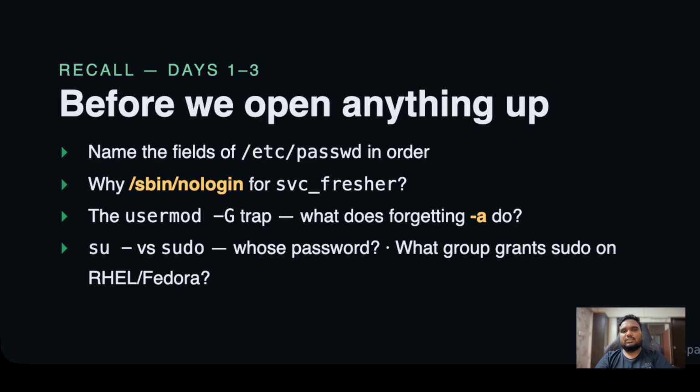Now, what is su versus sudo? Whose password does each one ask for? So, su - asks for the target user's password. You become them. Sudo, on the other hand, asks for your own password. It borrows authority for one command. And which group grants sudo on RHEL and Fedora by convention? The wheel group, via %wheel ALL=(ALL) ALL in /etc/sudoers, grants us sudo. The previous day was the foundation. Everything sits on top of it today.